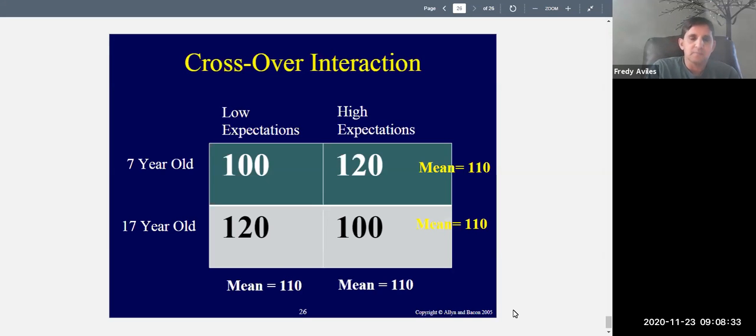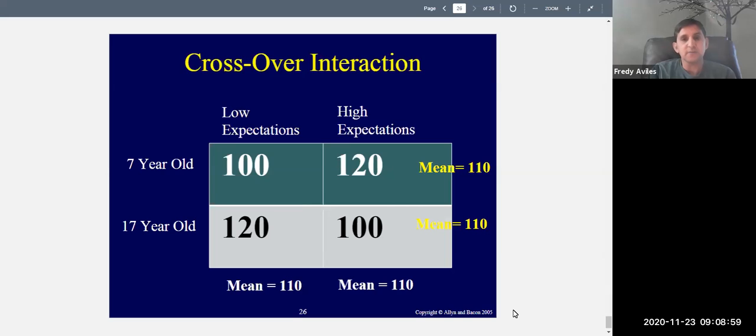Now let's compare expectations. Let's look at low expectations, 100 and 120. The average is 110. Look at high expectations, 120 and 100. The average there, when you combine those two, divide by 2, is also 110. So as we look from low expectations to high expectations, 110 and 110, it's the same. There's no main effect of expectations.